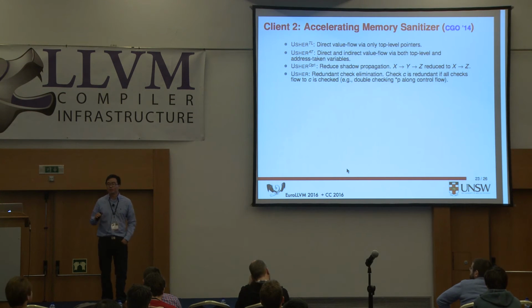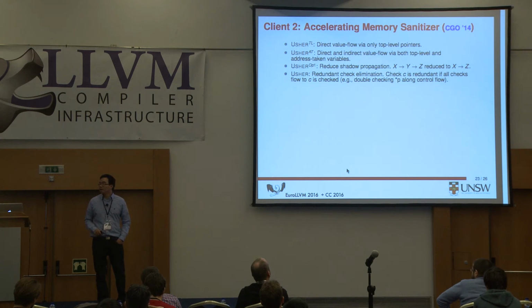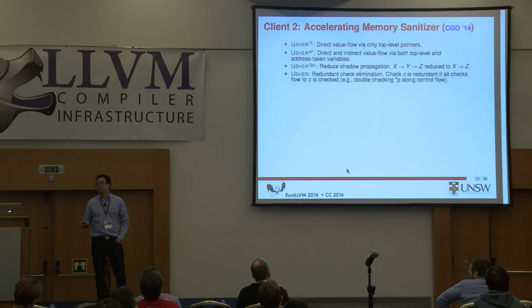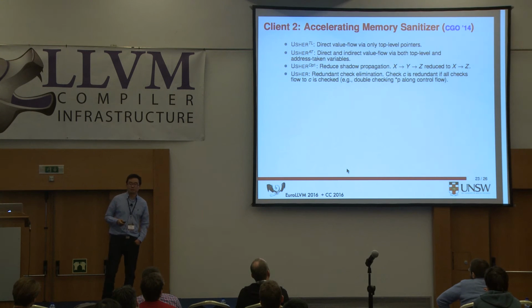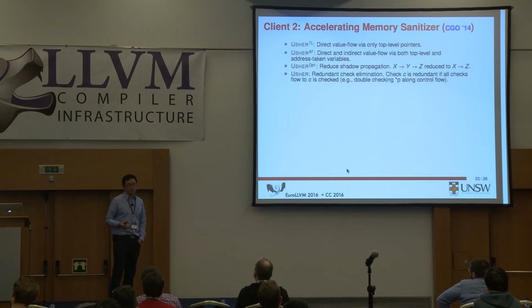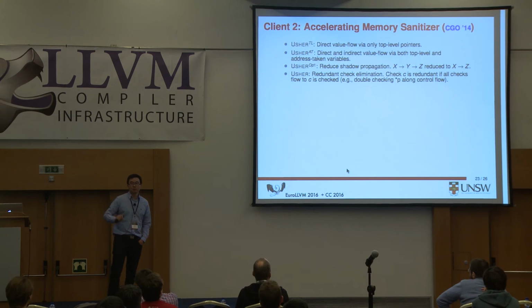For example, there's a line of code X to Y to Z. If the shadow is not used at the instruction Y, so all these value flows are the same variables, they eventually will reach from X to Z, then we can reduce the shadow propagation from X to Z. The fourth optimization is basically the redundant check optimization. For example, a check is redundant if all value flows to it have been checked already. So it's like double checking for a pointer dereference along the control flow.